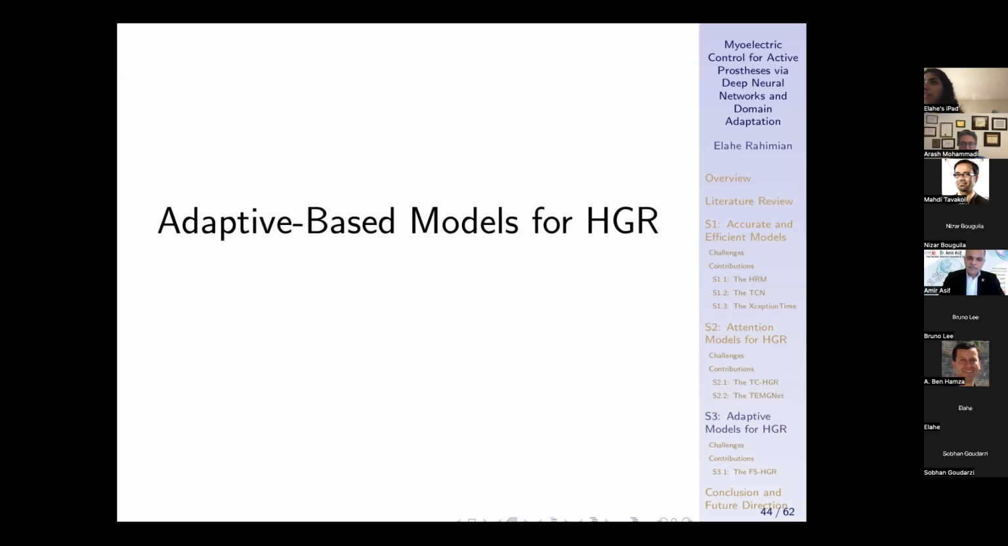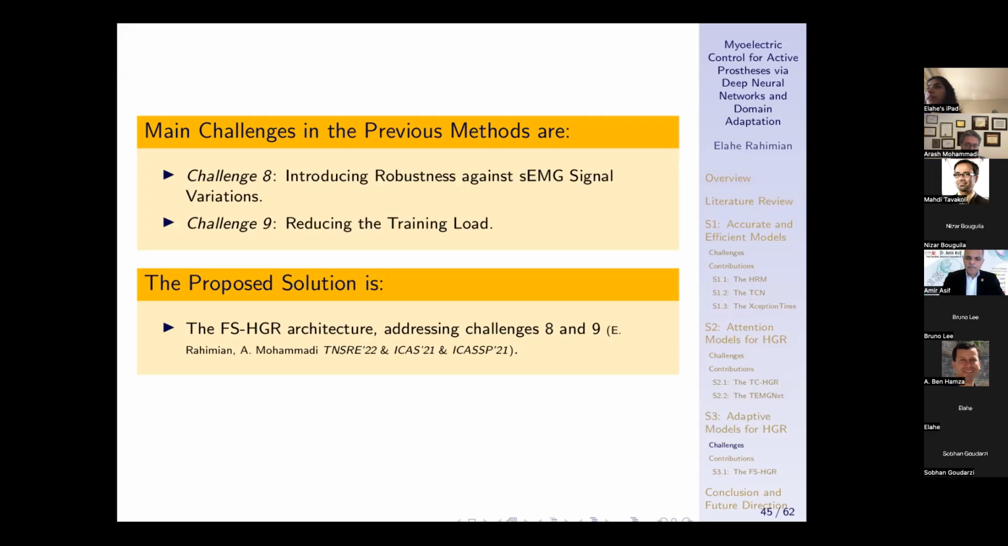Finally, we have in this section adaptive-based models for HER. The thing is that so far we were focusing on improving the accuracy or reducing the number of parameters. But the train and test data come from the same distribution, from the same user. However, the idea here is, what if we want to adapt the model to new users, to new gestures? So we propose here FSHER, which is based on a few-shot learning formulation.